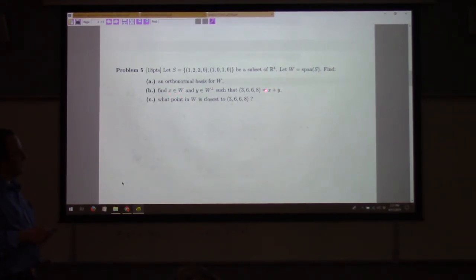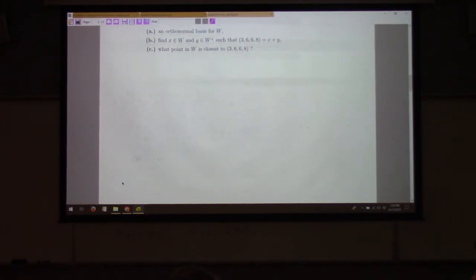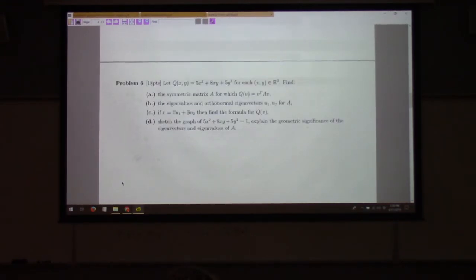Then we'd use the projection idea to pick the part of X. So I project this in the W direction to find X, and then whatever's left is Y. Which point in W is closest to this? X. Yeah. Was this a homework problem? There was one kind of like that. Yeah.